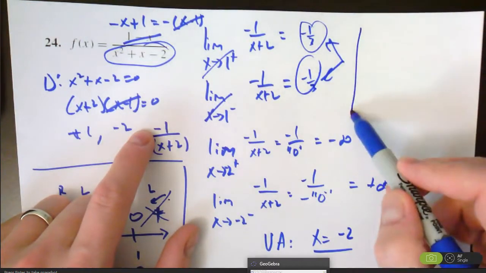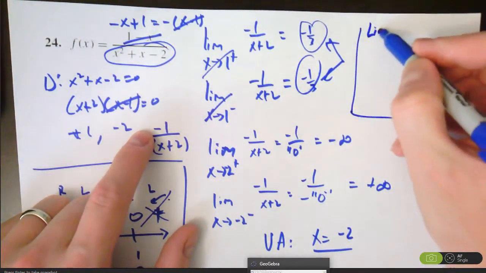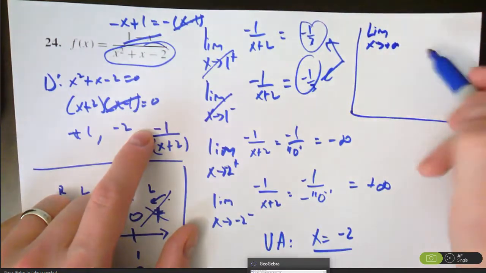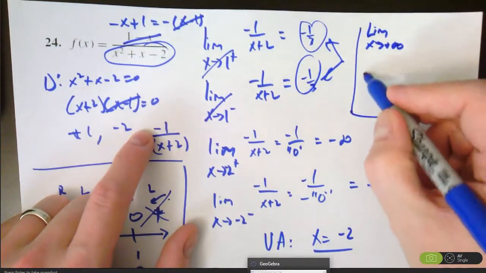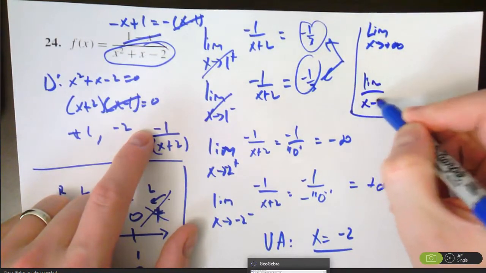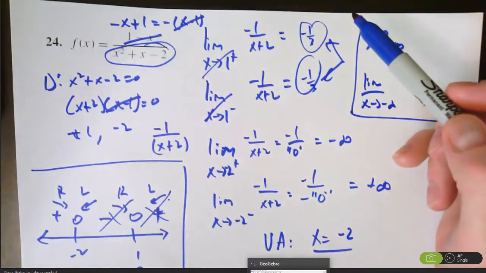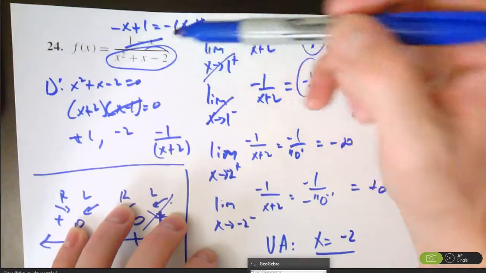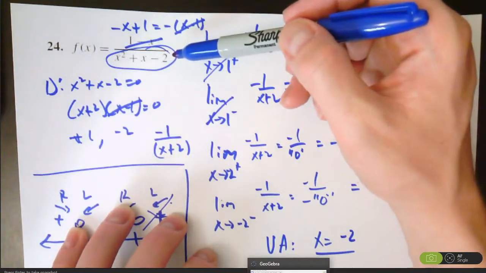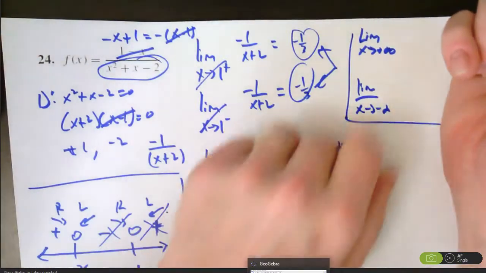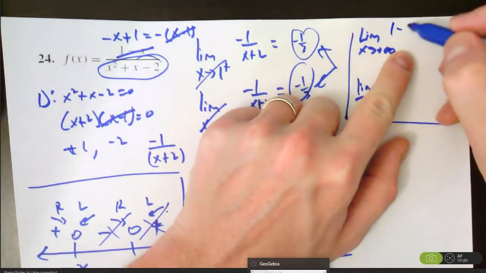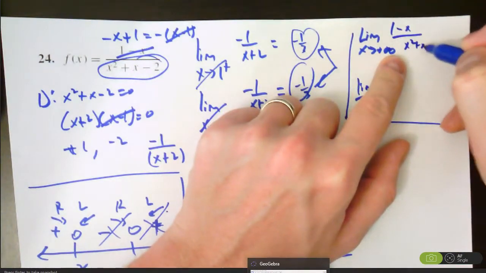Okay. Now the last thing I have to look at is what happens as x approaches positive infinity and what happens as x approaches negative infinity. The reason I actually have to check it this time, versus the last problem, is that I'm going to be able to include infinity as part of my domain. The last one I couldn't. So 1 minus x over x squared plus x minus 2.